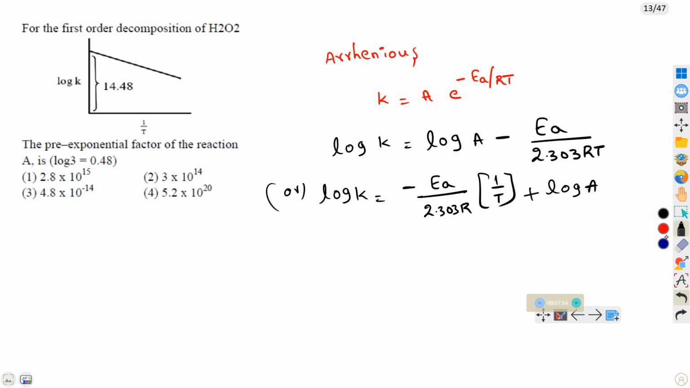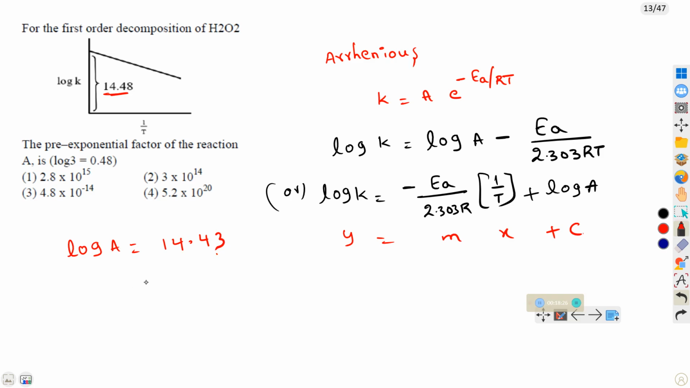This is in the form of y is equal to mx plus c. Now, what graph is given? Log k versus 1 by T. Now, calculate the pre-exponential factor. The slope and intercept: the intercept is given as 14.48. The log A value is given, log A value is 14.48.